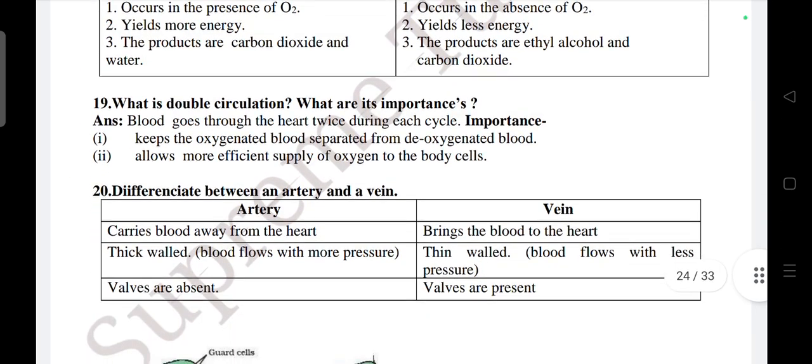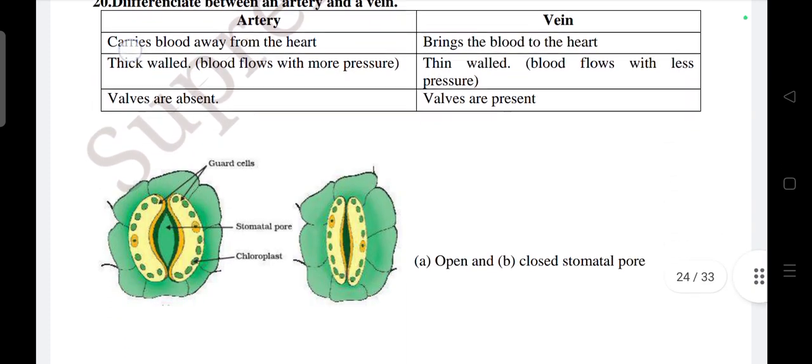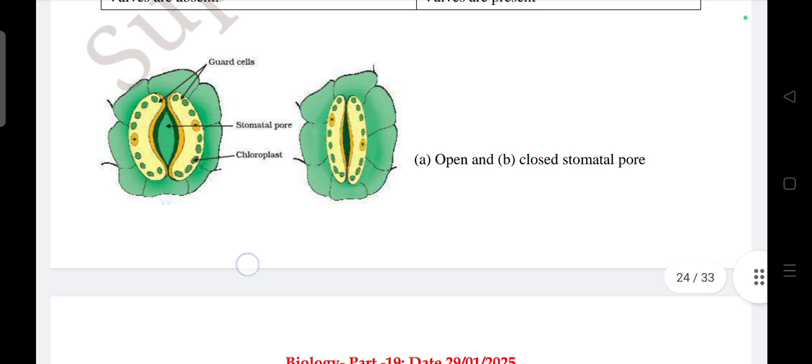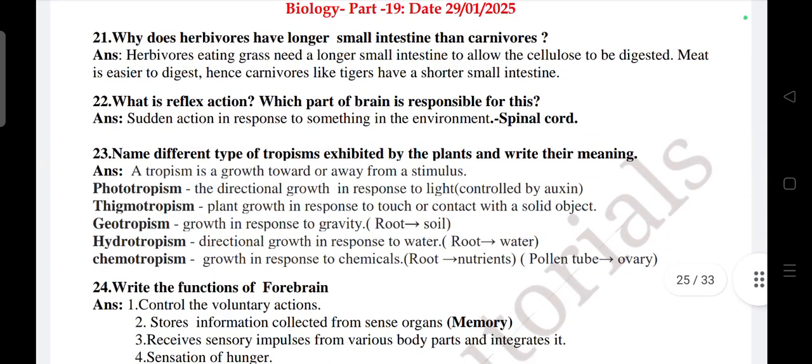What is double circulation? What is its importance? Then difference between artery and vein. Then diagram, important diagram. Next is question number 21. Why do herbivores have a longer small intestine than carnivores? What is reflex action? Which part of the brain is responsible for this?